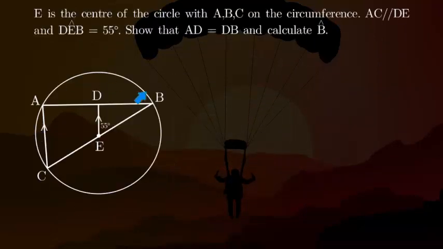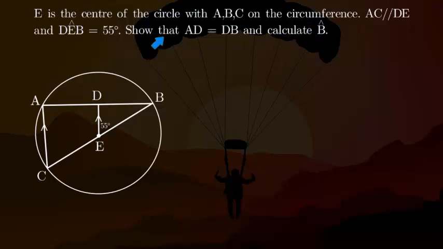Here we have the following diagram, and they give us the following as well. E is the center of the circle with ABC on the circumference, AC is parallel to DE, and angle DEB is equal to 55 degrees. We want to show that AD is equal to DB, and we want to calculate angle B.